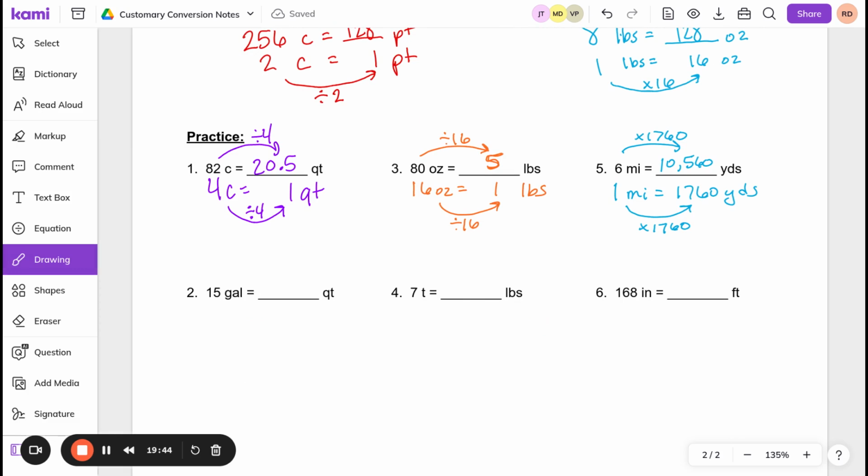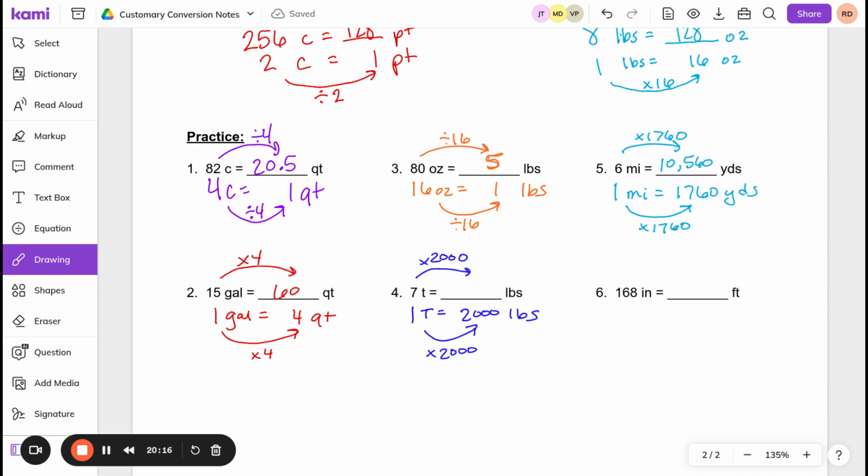Down here, 15 gallons to quarts. 1 gallon is made up of 4 quarts. So we need to multiply by 4. Whatever I do to the bottom, I do to the top. And 15 times 4 is 60. And then 1 ton is 2,000 pounds. So we have to multiply by 2,000. Whatever you do to the bottom, you do to the top. So that gives you 14,000 pounds.